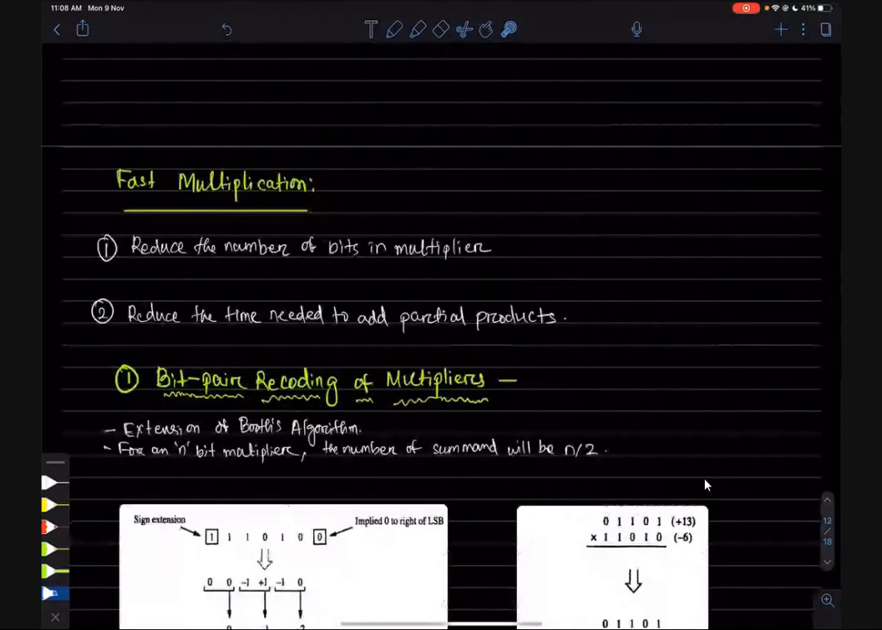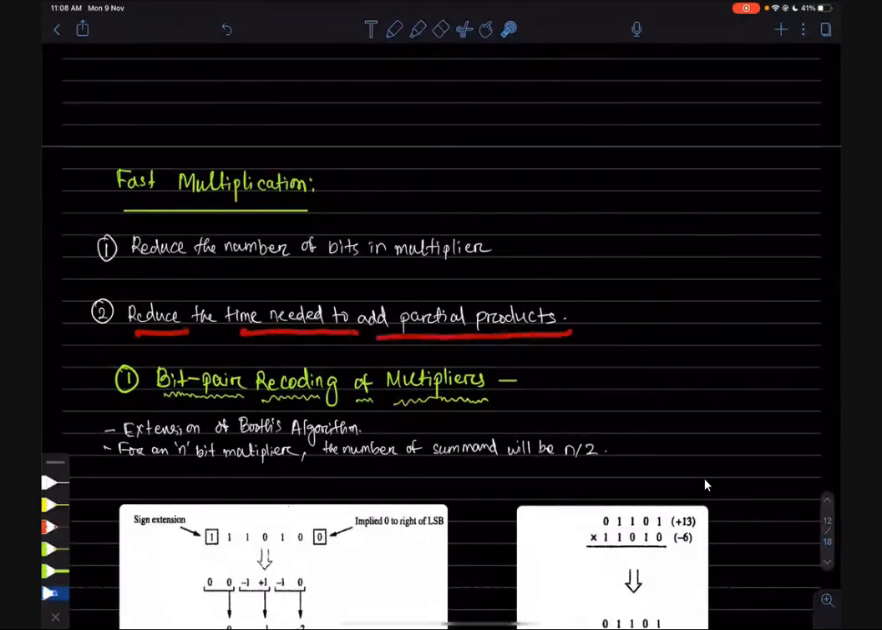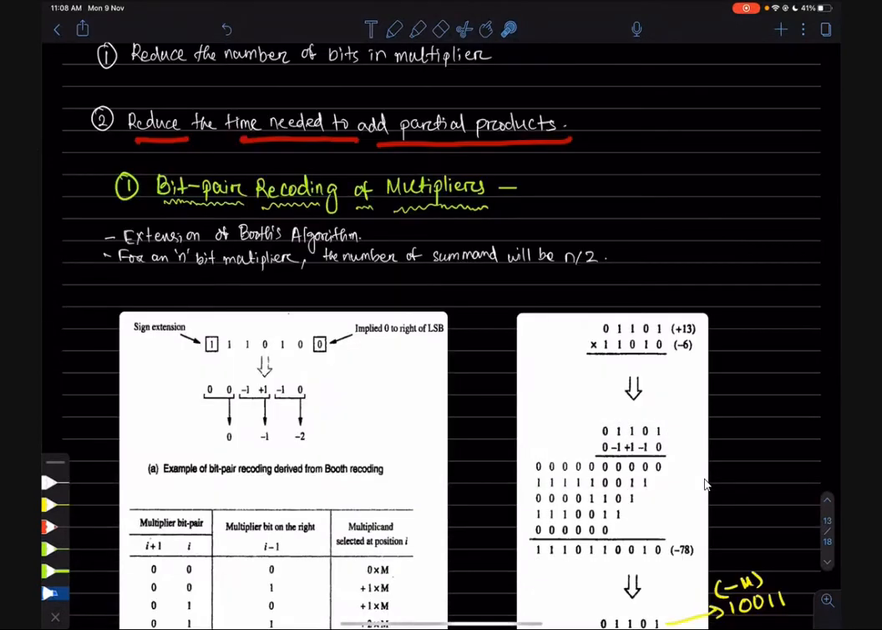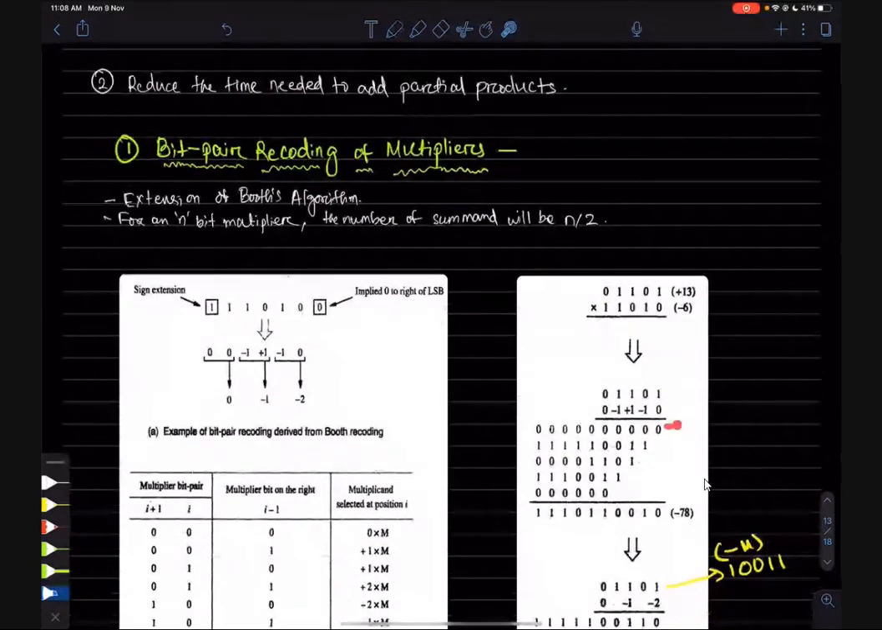Now we will do our second multiplication technique, that is, reduce the time needed to add partial products. These are called partial products. This is the final result. Okay, the final product is this one. All those intermediate values are called partial products.